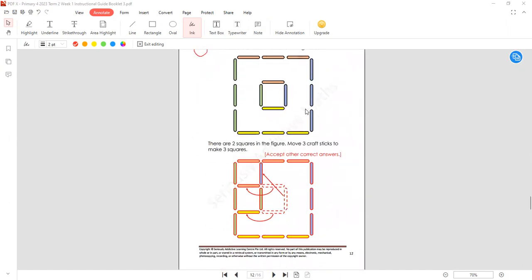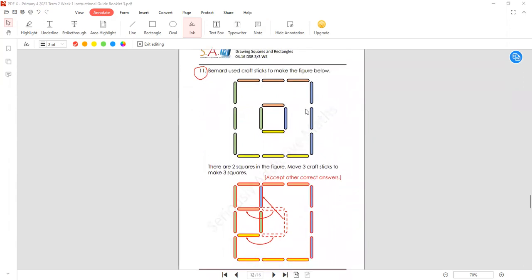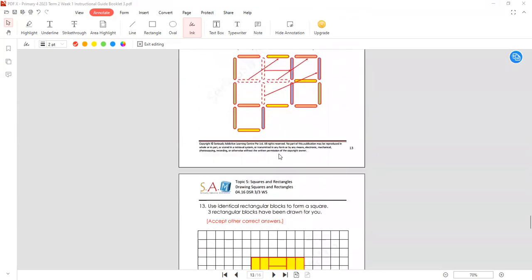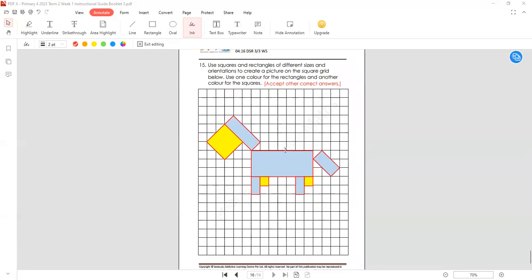Okay, if there's time, try this game with them, right? You can do a few questions here. By moving some sticks, 3 craft sticks here, they are supposed to produce 3 squares. All right, make 3 squares by moving 3 craft sticks. So that's the solution here. If there's time, just get them to do a few more questions.